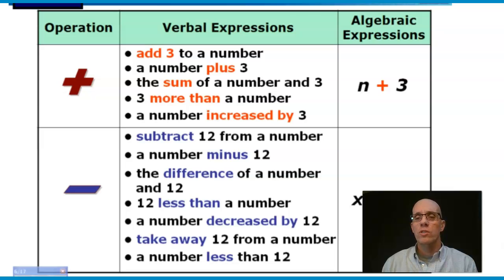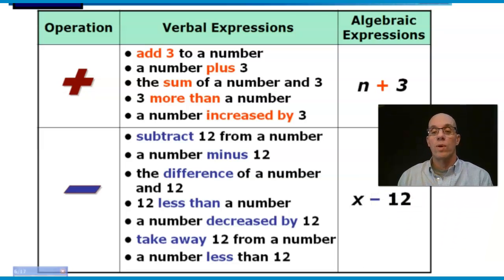Our second algebraic expression here is x minus 12, x being some number, minus 12. Now the order when we do subtraction is important. It is not commutative. We can't flip-flop it around. So you would subtract 12 from a number. 12 is coming off of the number, not 12 minus a number. That's a different problem. But subtract 12 from a number, a number minus 12.